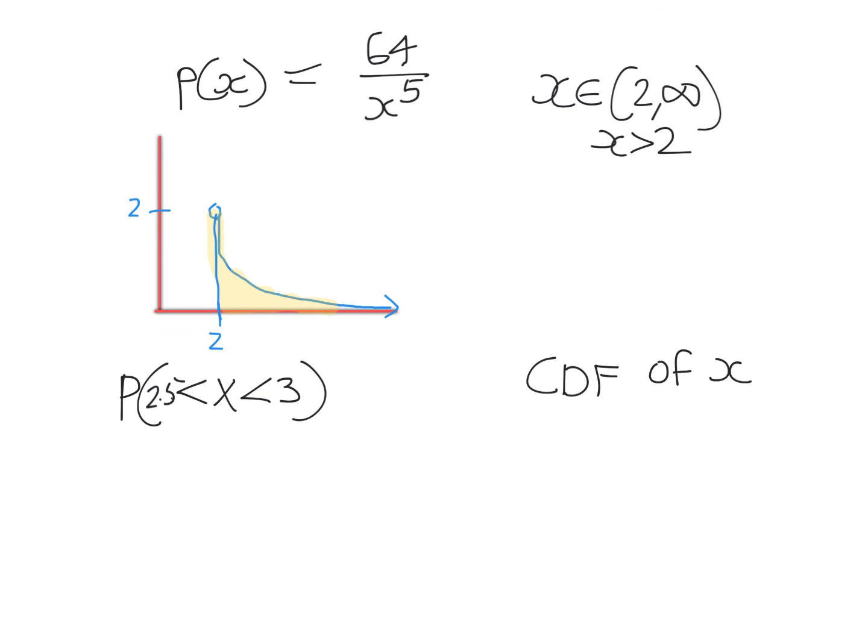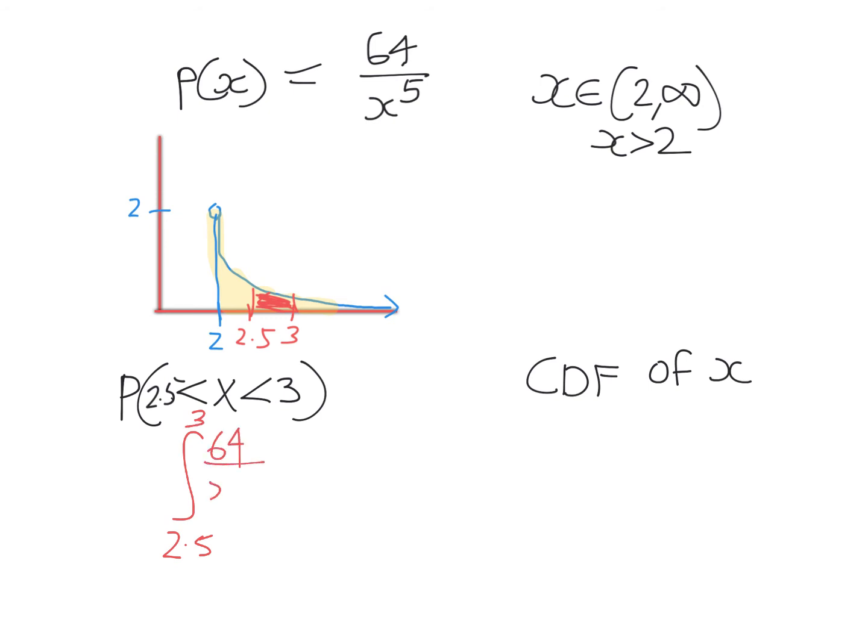So how do we calculate probabilities? Well, we have to calculate probabilities within a range like this. So I can calculate the probability x is between 2.5 and 3. The way I do this is by finding the area under the curve between these two values. Of course, this area will be less than 1 because the whole yellow area was equal to 1. So the way that you find the probability that x is within a range of values is you integrate the PDF between those two values.